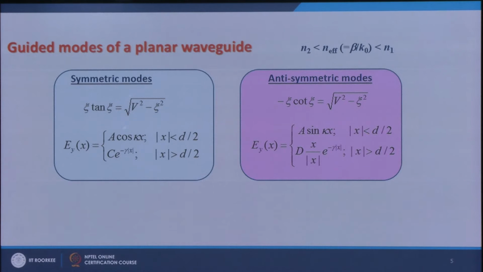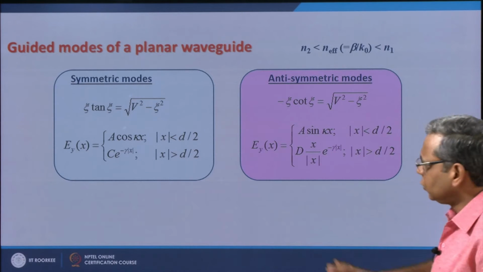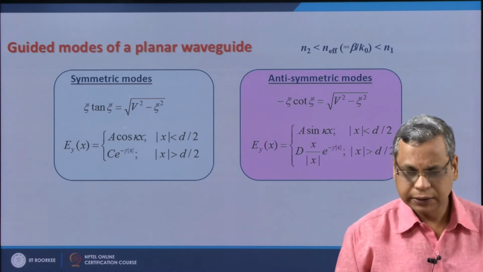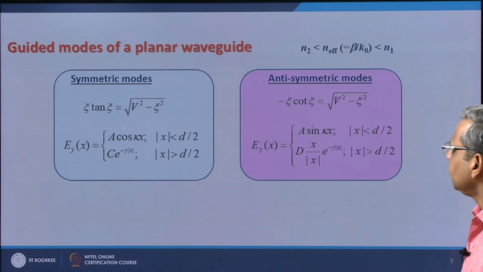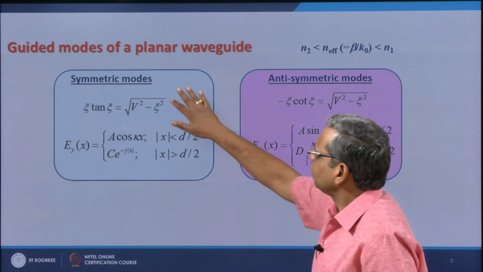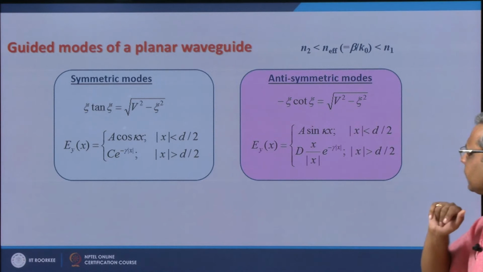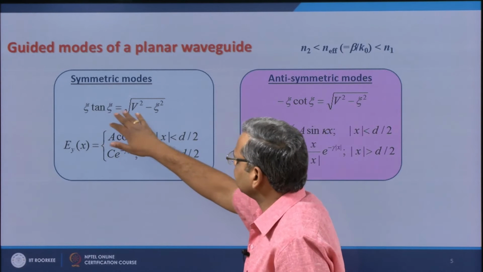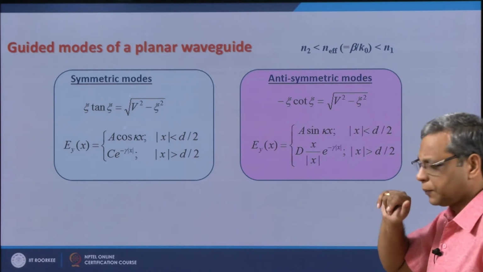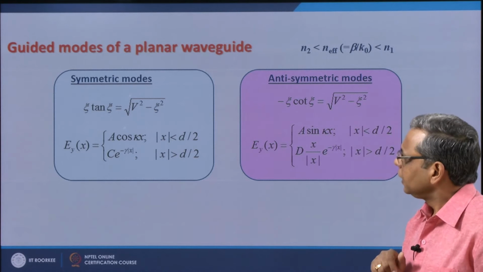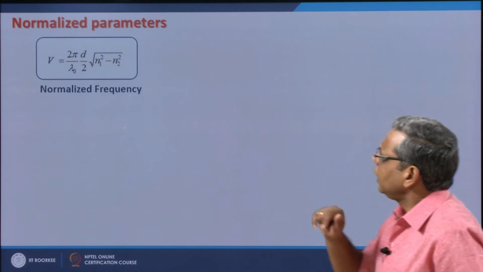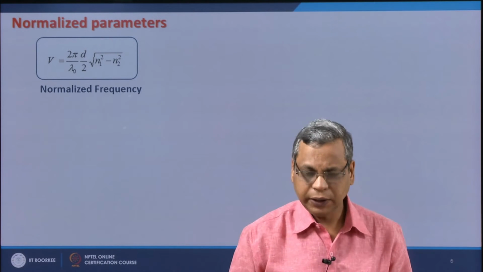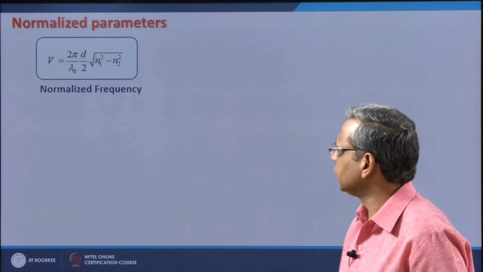Now, let us extend all this analysis by using normalized parameters. So, we had symmetric modes, anti-symmetric modes, and the transcendental equations were in terms of xi and v. I already have one normalized parameter, which is normalized frequency V, which contains all the waveguide parameters and wavelength.